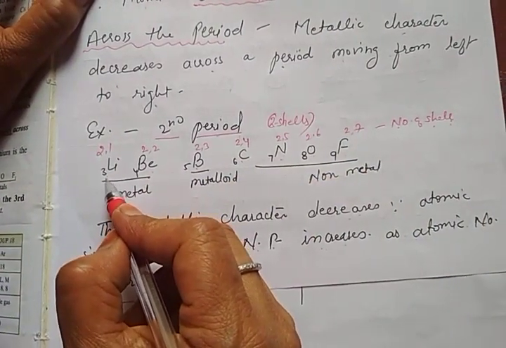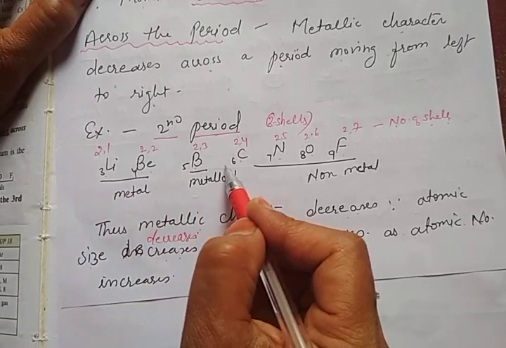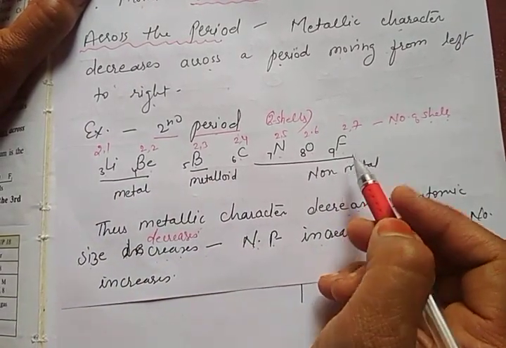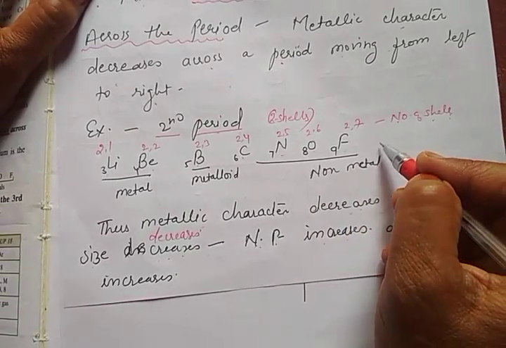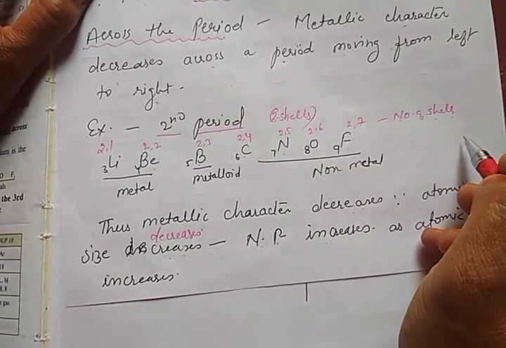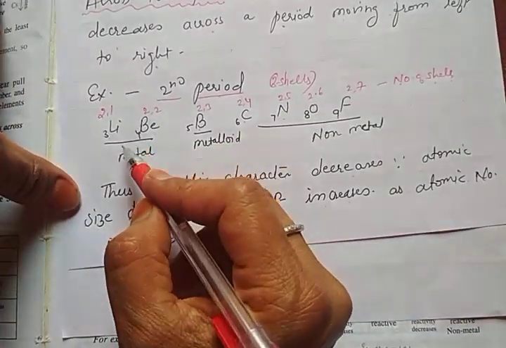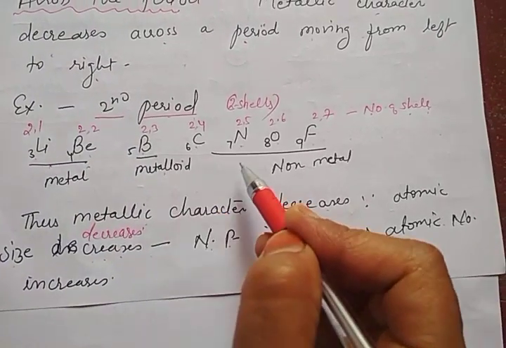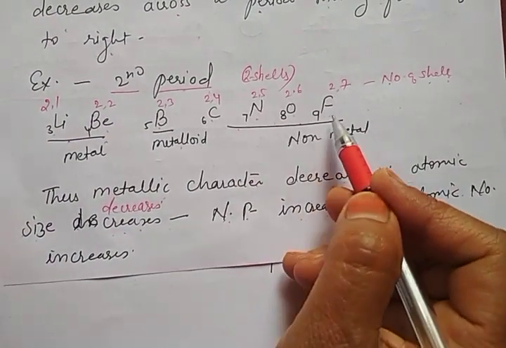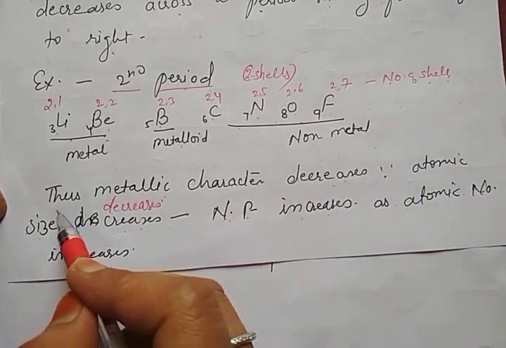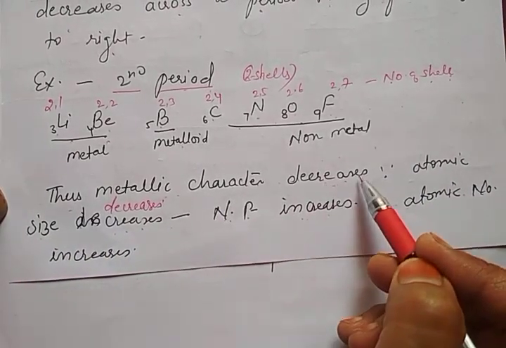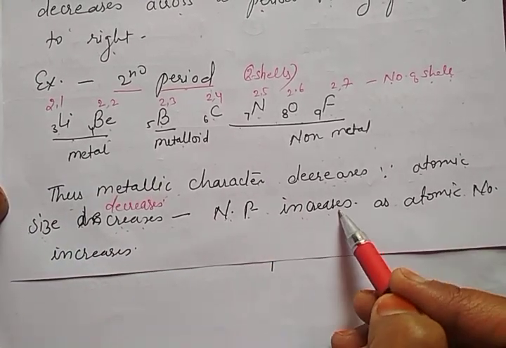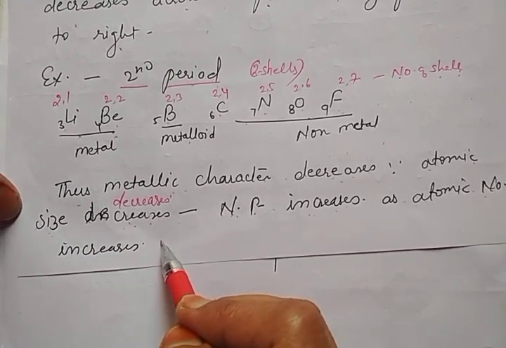As we move from left to right, the atomic number increases: 3, 4, 5, 6, 7, 8, 9. Atomic number means the number of protons in a nucleus. It means indirectly we can say that nuclear charge increases. Lithium and beryllium are more metallic in nature. Boron is a metalloid, but after that carbon, nitrogen, oxygen, fluorine are non-metals. Thus we can say that metallic character decreases from left to right due to the decrease in atomic size and increase in nuclear charge as the atomic number increases.